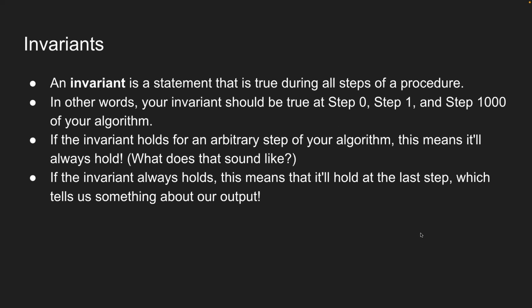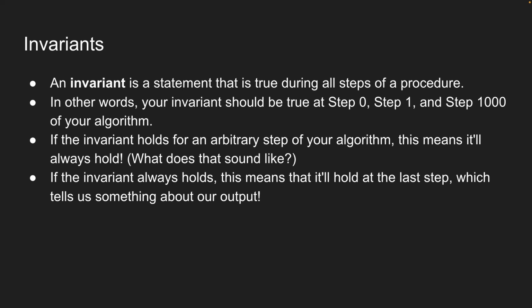So let's start with the definition of an invariant. An invariant is a statement that is true during all steps of a procedure. You could also think of this as your program: something that's true during all steps of your program. It's some property about your program that always holds, regardless of where you are, even if the program hasn't finished executing. The reason you want to find an invariant like that is that it is something that's true at step 0, step 1, and step 100 of your algorithm.